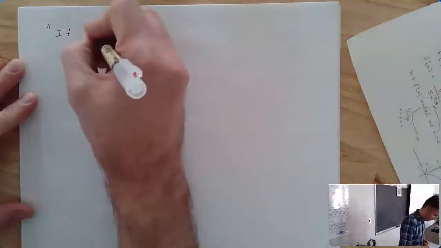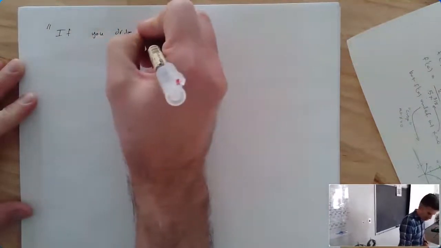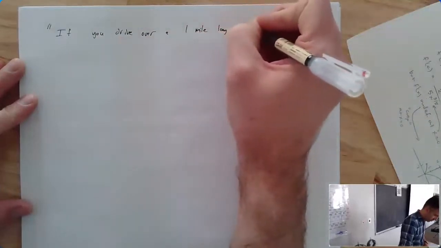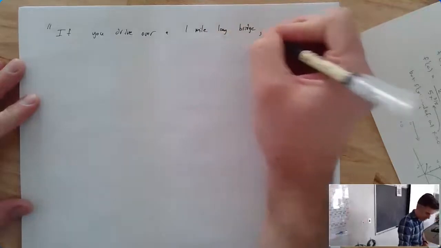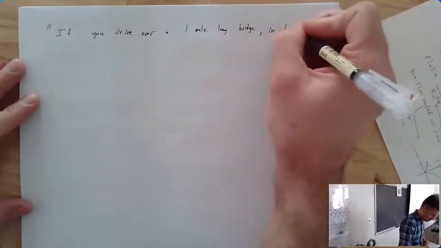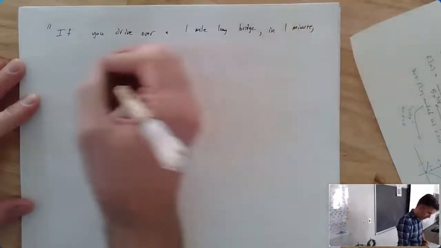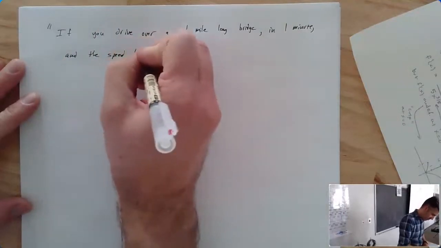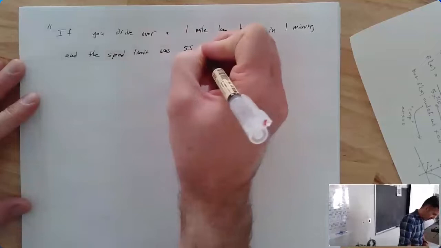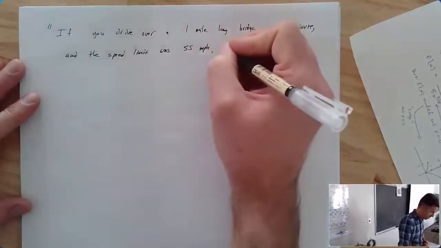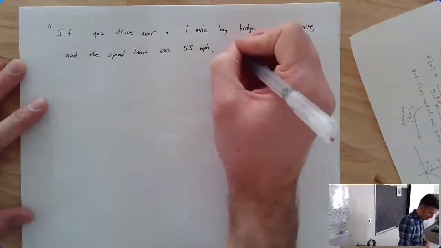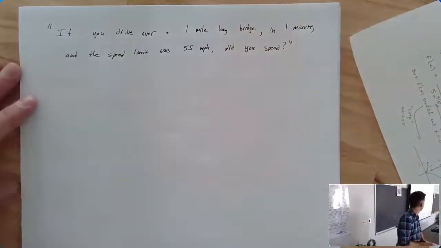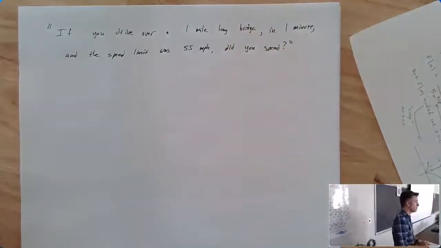If you drive over a 1 mile long bridge or swath of road in 1 minute, and the speed limit on that bridge was 55 miles per hour, did you break the law? Did you speed? Good question. Did I speed?